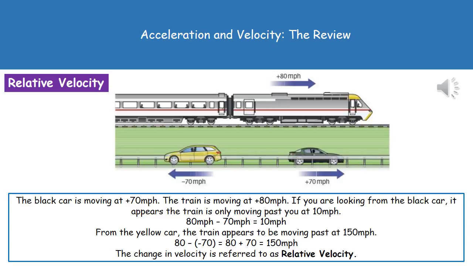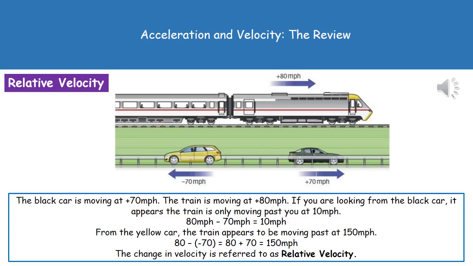So if you imagine you're sitting in that black car and looking out at the train, it's going to look like it's only moving past you at 10 miles per hour. And the way that we work that out is we start off with the velocity of our train, which is plus 80, and we subtract the velocity of our car that we're travelling in. So that would be 80 minus 70 gives us the relative velocity then of 10 miles per hour.